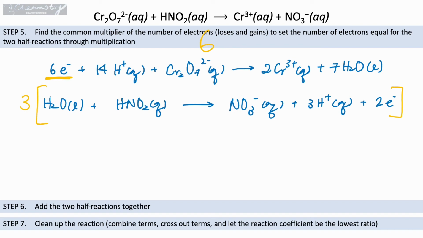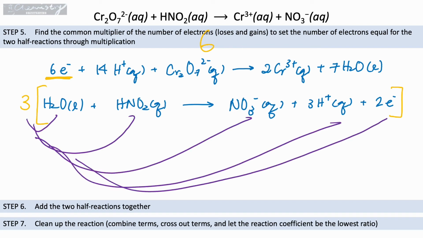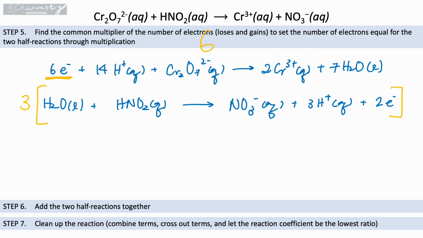So we are going to start doing that. That means we're multiplying 3 into each of the terms inside the reaction. So that is going to be 3 times 1, 3 times 1, 3 times 1 here, and then 3 times 3 is 9, 3 times 2 is 6. So remember, you have to do it for every single one of the terms. And you can see that now both sides have 6 electrons.